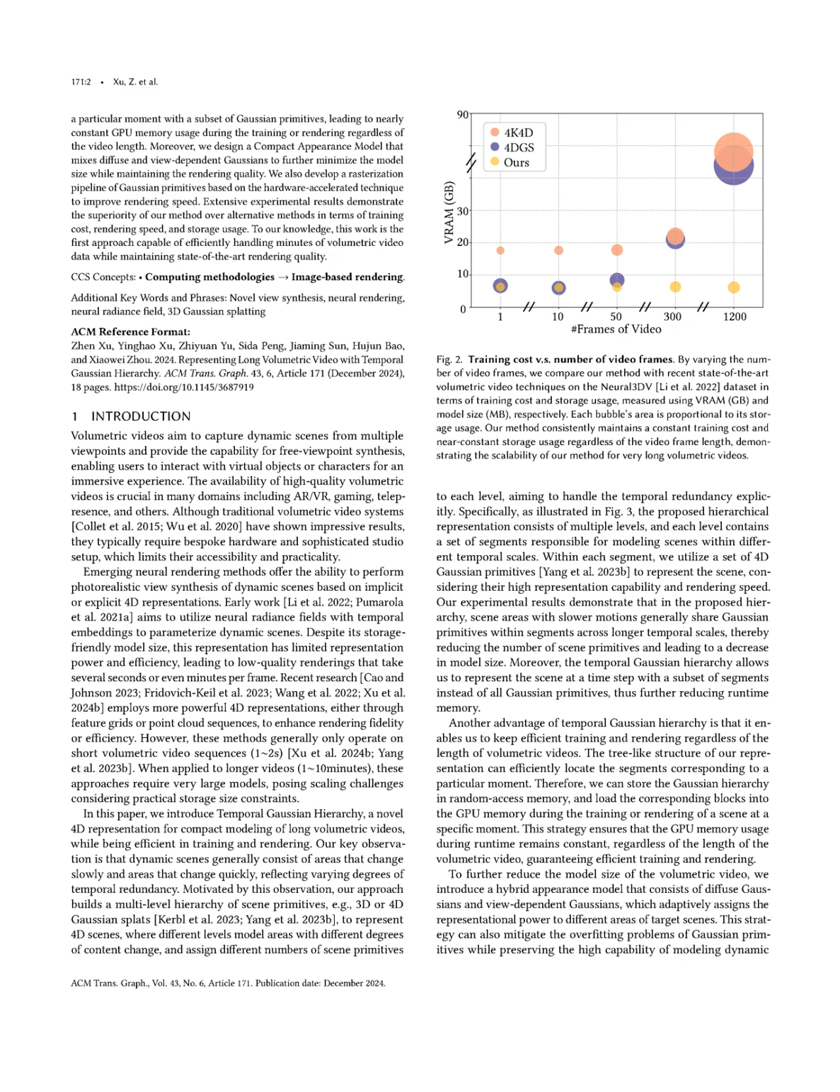Additionally, TGH effectively captures varying degrees of temporal redundancy by assigning different segment lengths to areas of slow and fast motion, which optimizes the representation and reduces the overall model size.